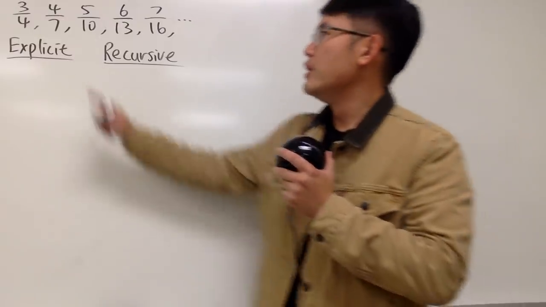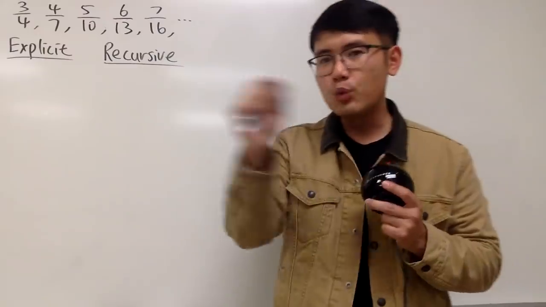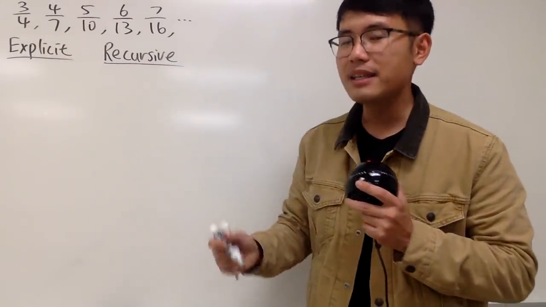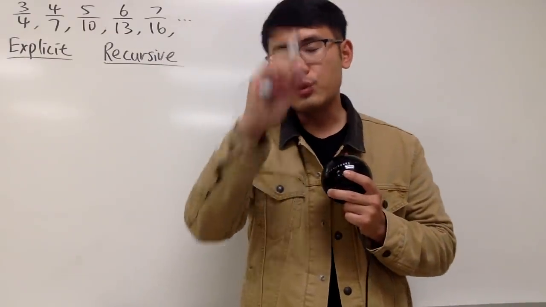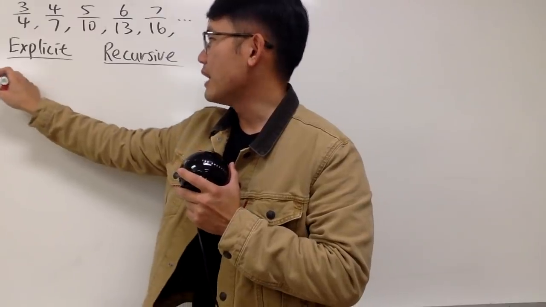Okay, here we go. Notice that we have 3, 4, 5, 6, 7, and so on. Of course, we're just adding 1 every time. And on the bottom, we're just adding 3 every time, right? So we have an arithmetic sequence over another arithmetic sequence. The explicit formula is the following.